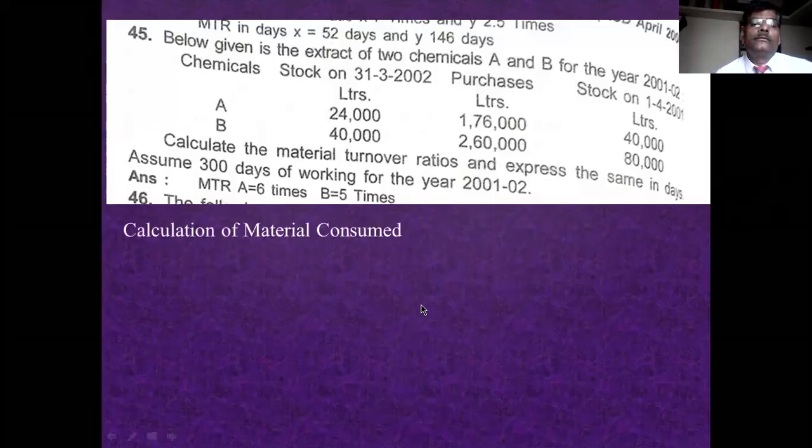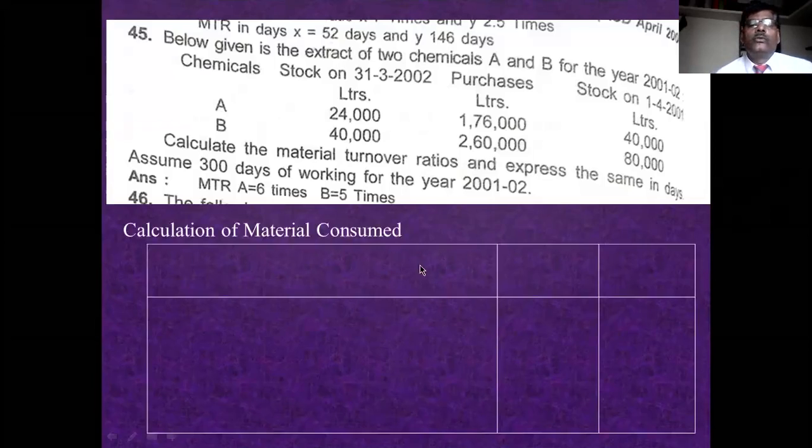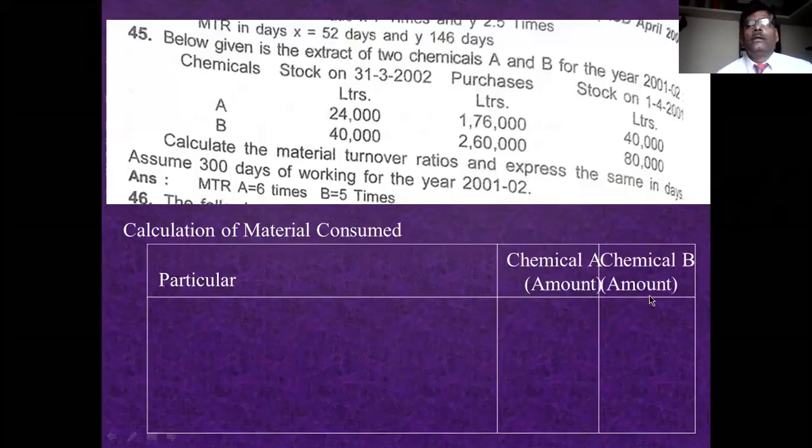Okay, here is the given information. We prepare a table for calculation of material consumed, and second we prepare a table for average stock. Okay, you see here, calculation of material consumed. I will take the table with particulars chemical A, chemical B. I will take opening stock, which is 40,000. You see carefully. First is not opening stock. First is closing stock.